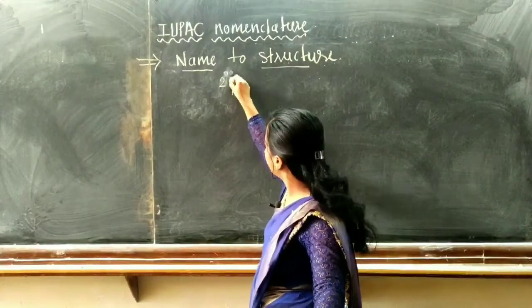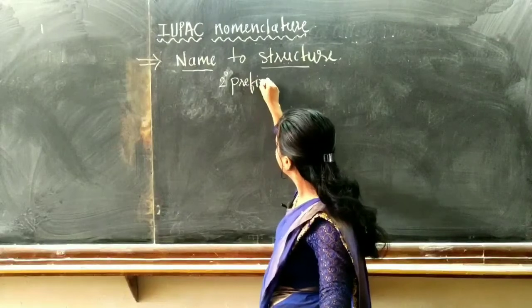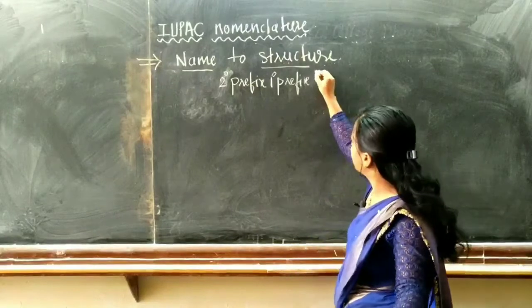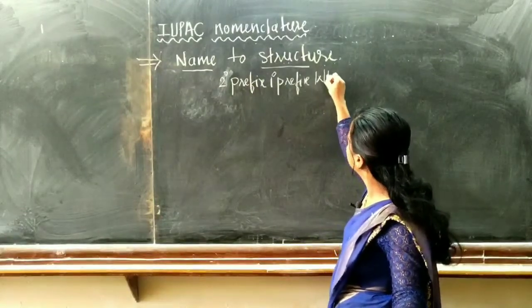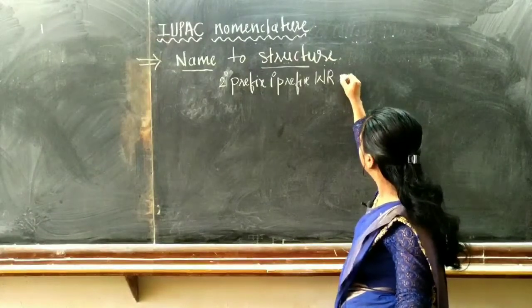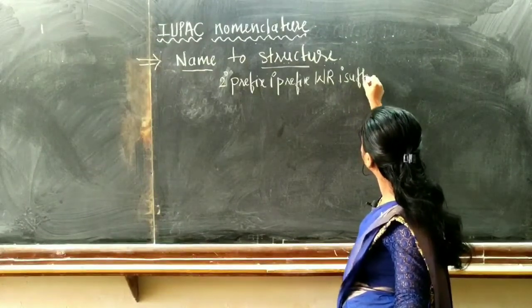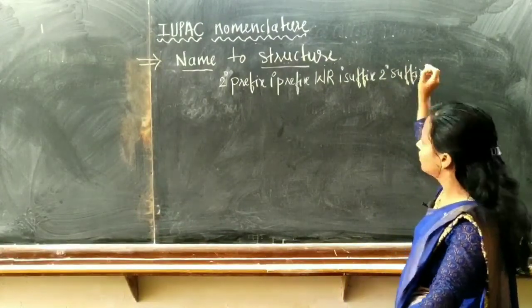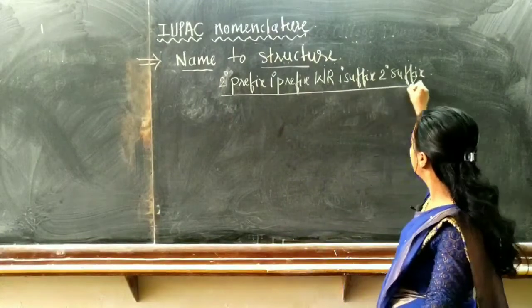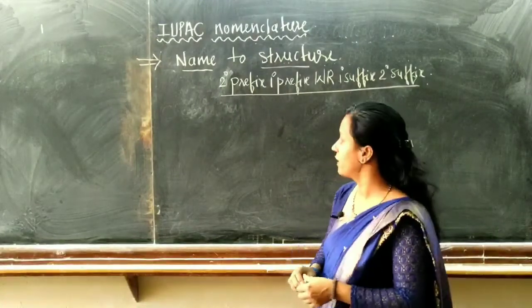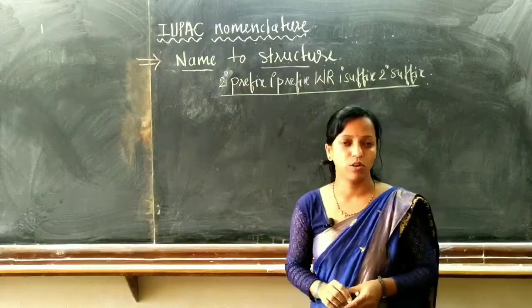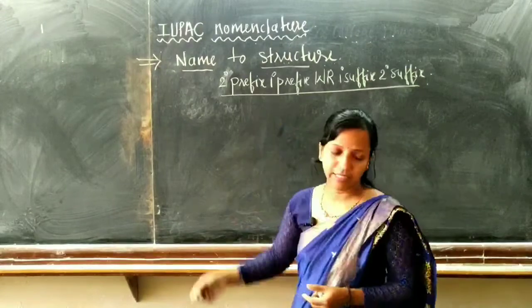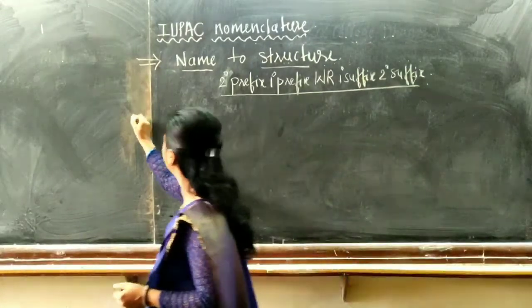The formula for this is: secondary prefix, primary prefix, then word root and primary suffix, secondary suffix. So we should know this format of IUPAC nomenclature before going to solve the examples of name to structure or structure to name. Let us start with the first example.